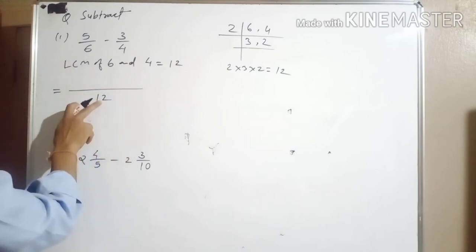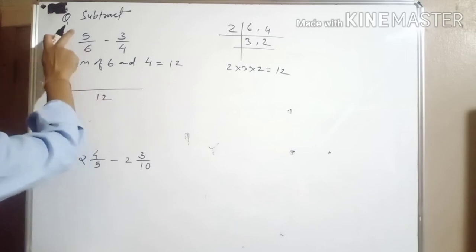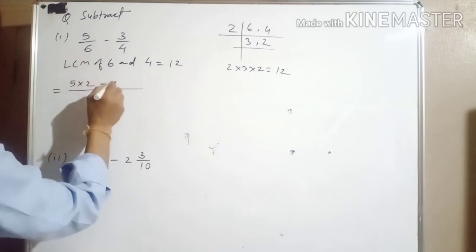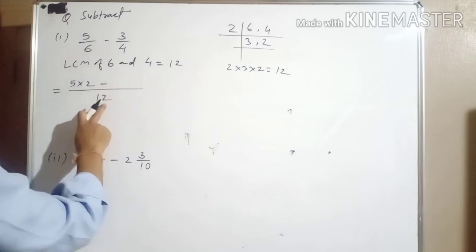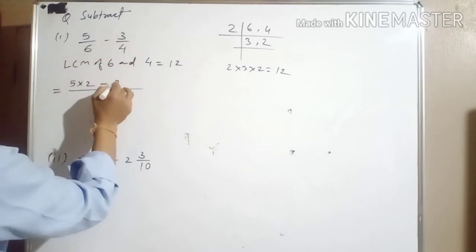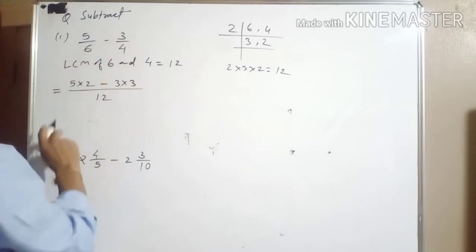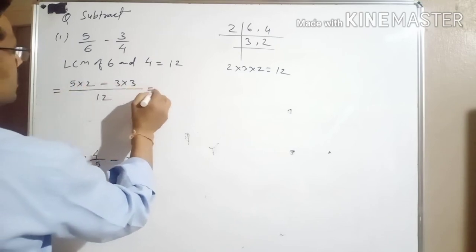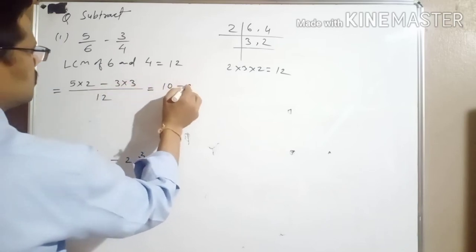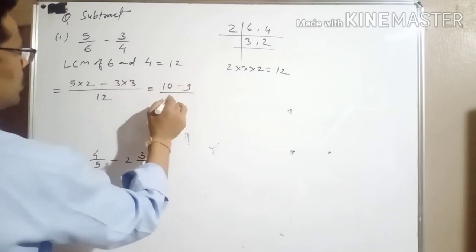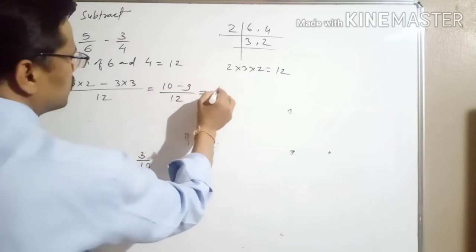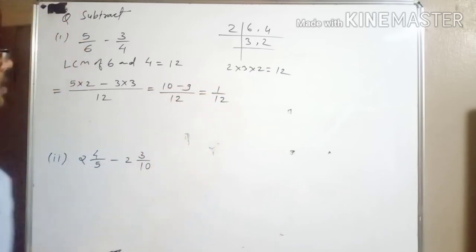So this LCM 12 divided by 6, you get 2, 2 multiplied by 5, like 5 into 2. Then we put the minus sign. This 12 divided by 4, you get 3, and this numerator 3 multiplied by 3. What do we get here? 5 2s are 10, minus 3 3s are 9, 9 upon 12. 10 minus 9, we subtract, we get 1 upon 12. This is your required answer.